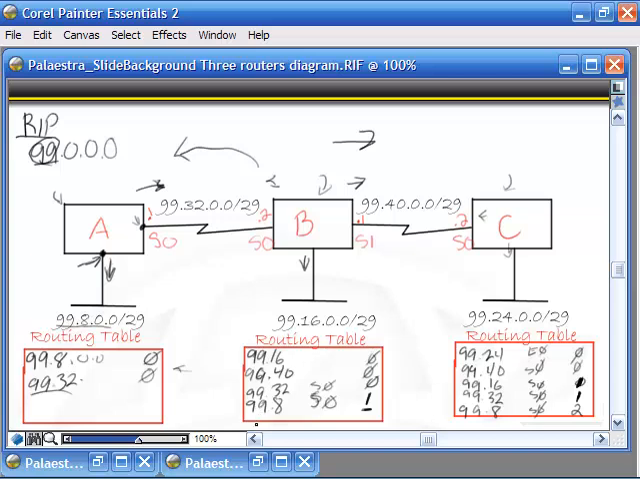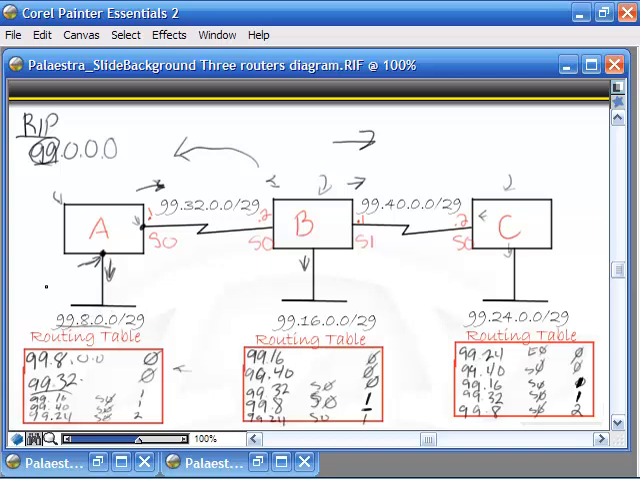Sent back down, 99.8, or router B learns about the 99.24 subnet. His cost is 1, serial 0. And this guy eventually will learn about every subnet in the network from router B. So he'll learn about 99.16 and 99.40 and 99.24 subnets. These both have a cost of 1, and to get to 24, a cost of 2. They will all go out of his serial 0 interface.